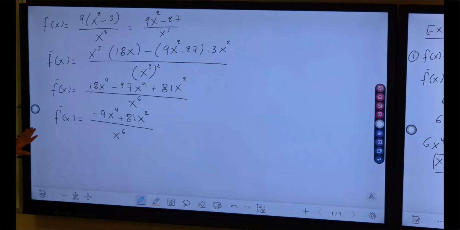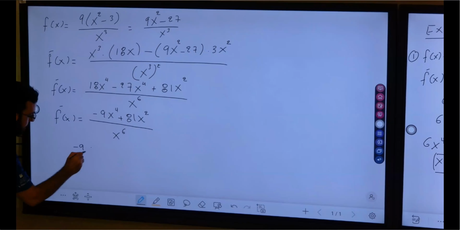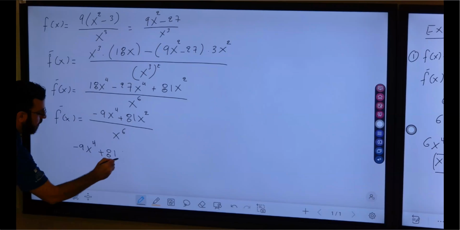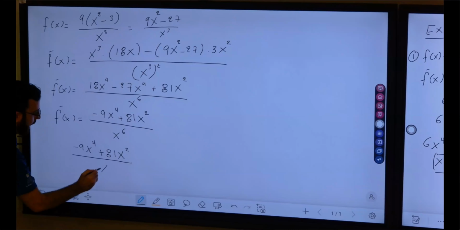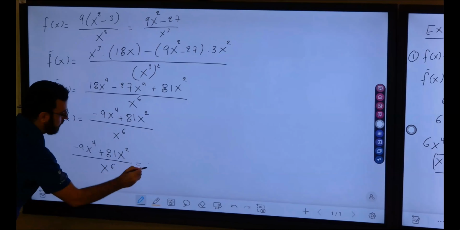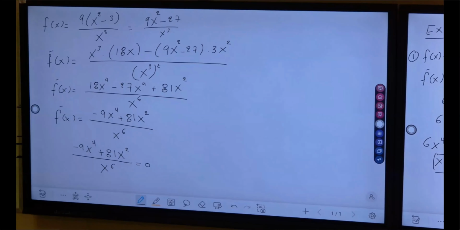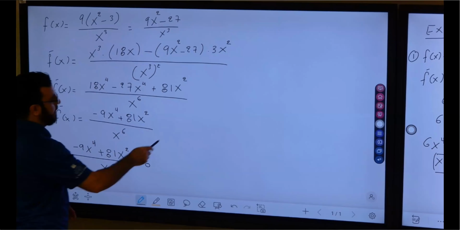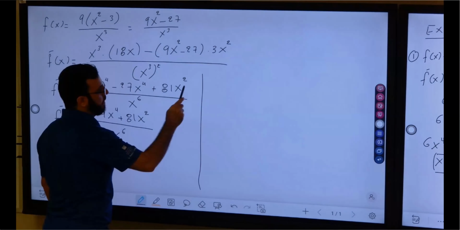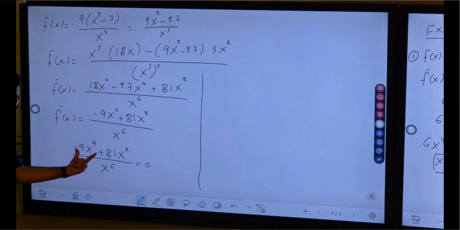Okay, now here is the derivative. I need to find the critical numbers, so I'm going to set the derivative equal to 0. So here is the derivative over x to the power 6 and equal to 0. Now tell me, can we simplify it before we go into the next step? How? Factor the top.